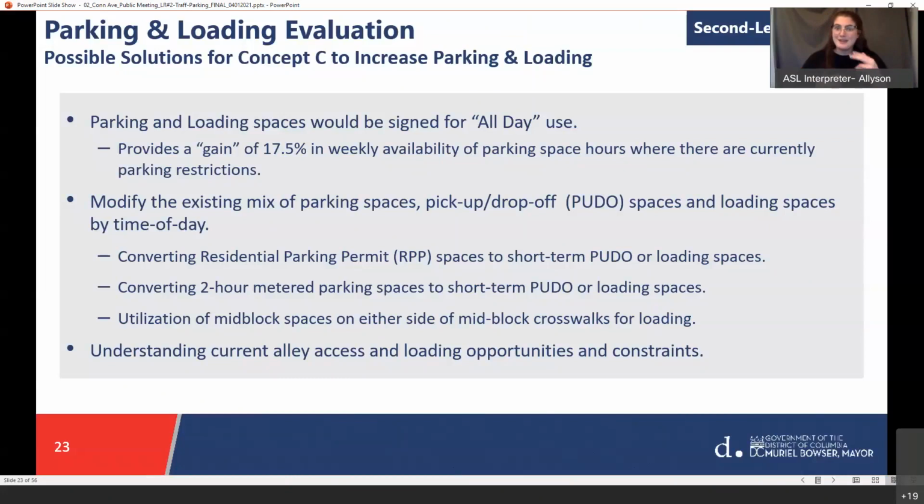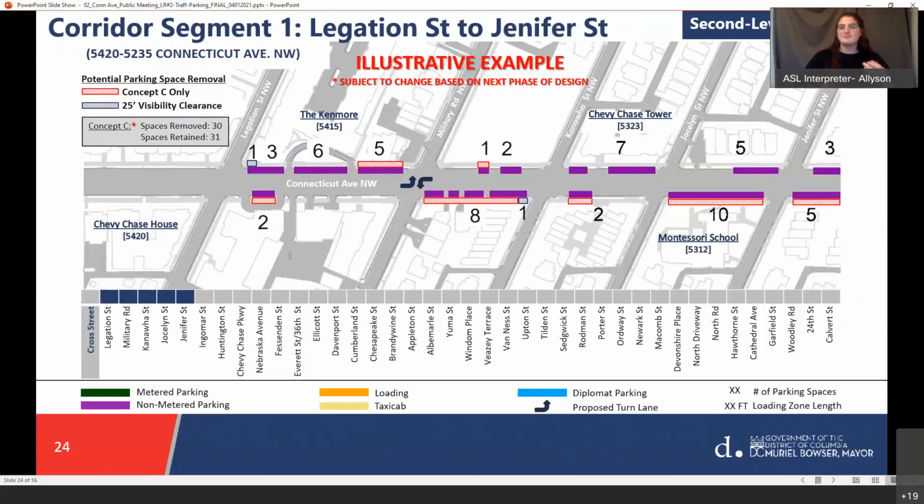So as I indicated on the first slide, we did a detailed review of the entire corridor. We broke the 2.7 mile corridor into 10 segments. What we're showing here is segment 1. Each map provides an inventory of parking. Those are the large numbers next to the colored spaces there. We show any spaces that would be removed or retained as a part of concept B or C.